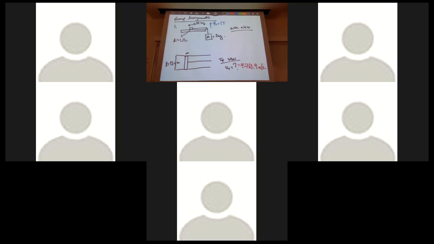Or here's a top look at it. Here's my 2 conducting rails. These guys are separated by a length of 12 centimeters. Here's my string. This guy's going to be pulled in this direction. So what's going to happen?